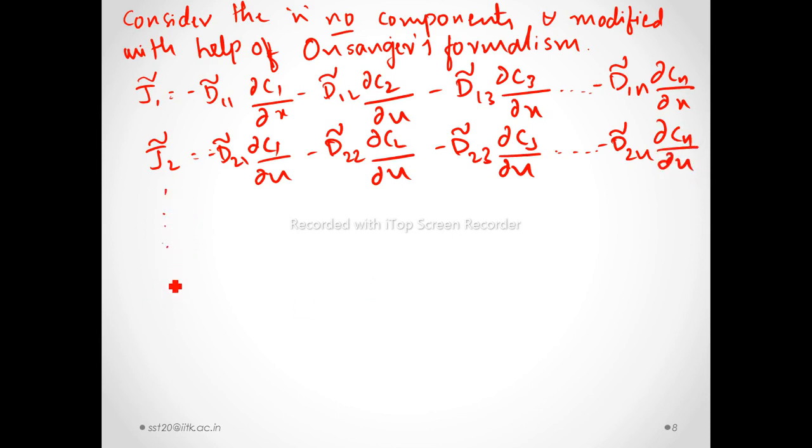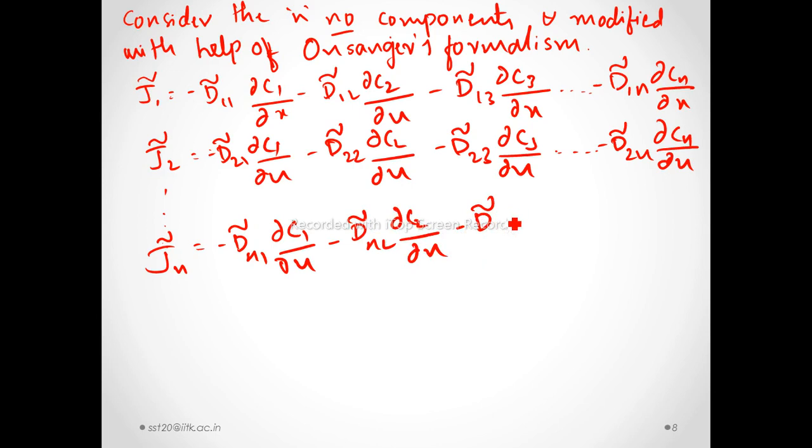Okay, so when we continue up to the n fluxes, then Jn tilde equal to minus Dn1 dou C1 by dou X minus Dn2 dou C2 by dou X minus Dn3 dou C3 by dou X. Then it is given as Dnn dou Cn by dou X.